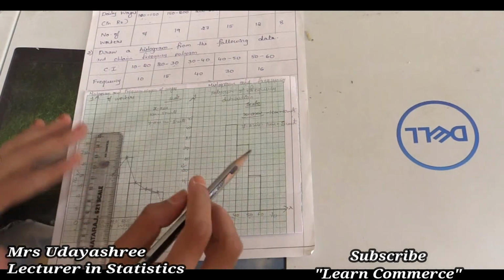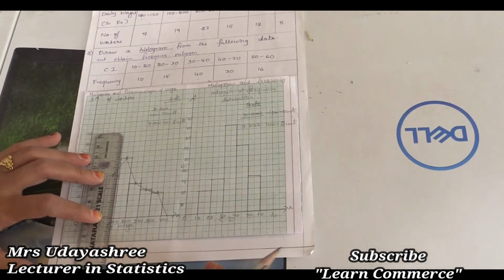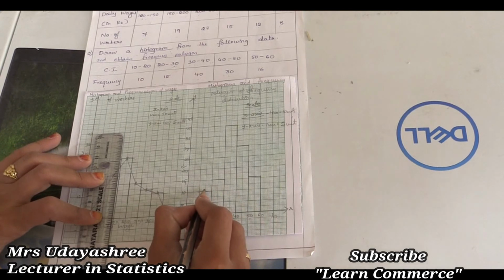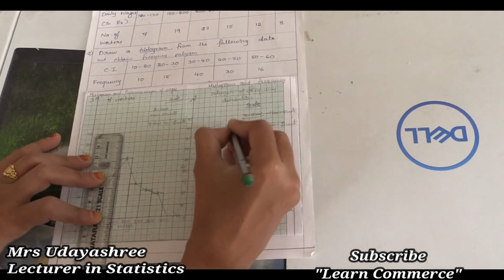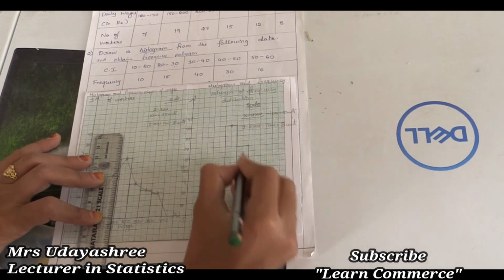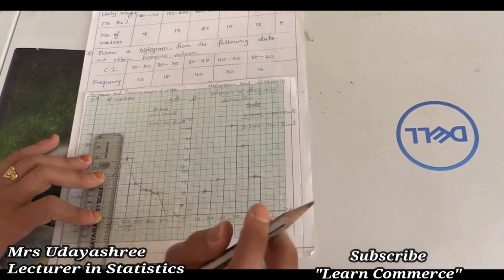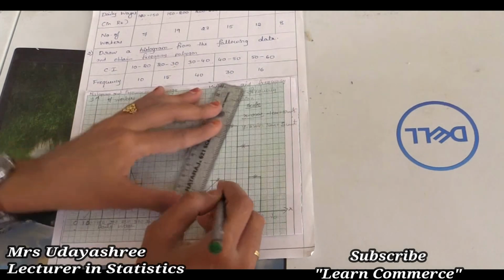Next we can construct frequency polygon using this histogram. Before that we need to mark midpoint of upper horizontal lines of each rectangle. See this is midpoint, and for this rectangle this is midpoint, for this rectangle this is midpoint, and here it is, this is midpoint. After that we need to join these points by straight lines.